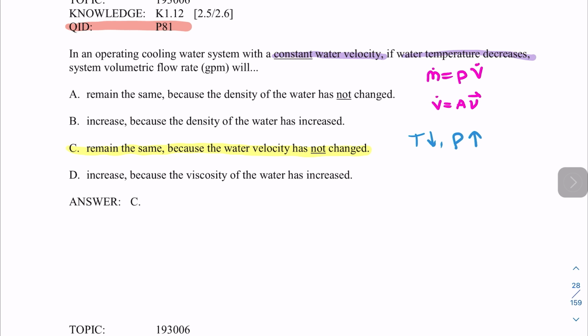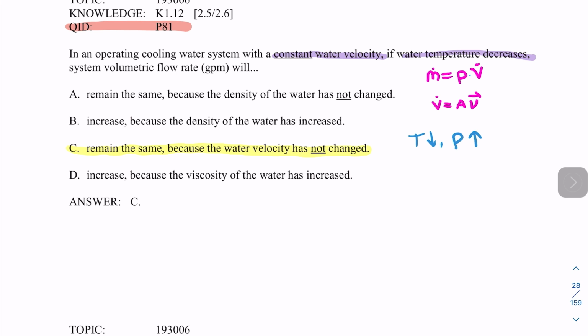What's going to happen to our volumetric flow rate? So we have two formulas, right? We have the mass flow rate equal to density times volumetric flow rate, but we also know that volumetric flow rate is the area times the velocity of the fluid. So we know that information, right?